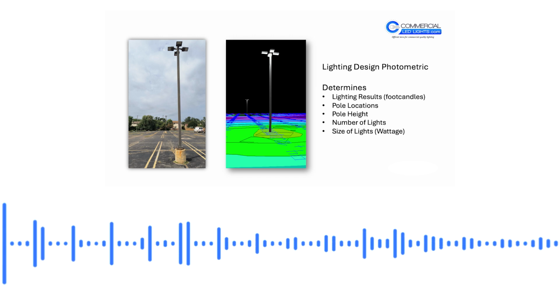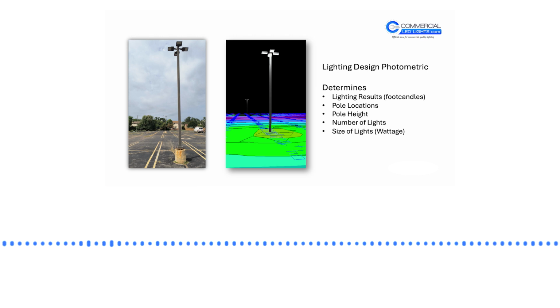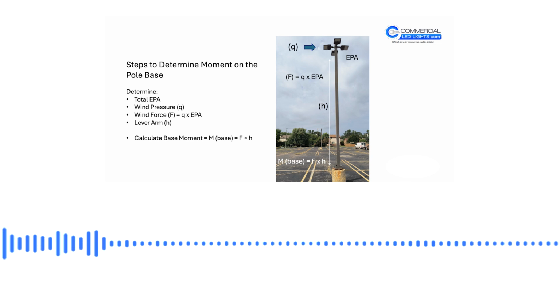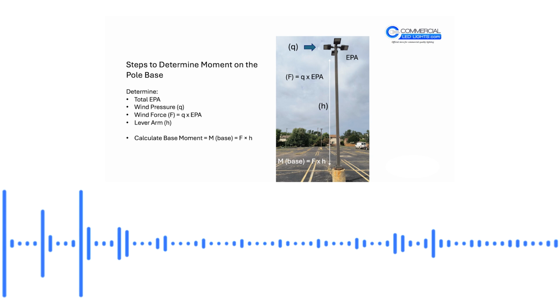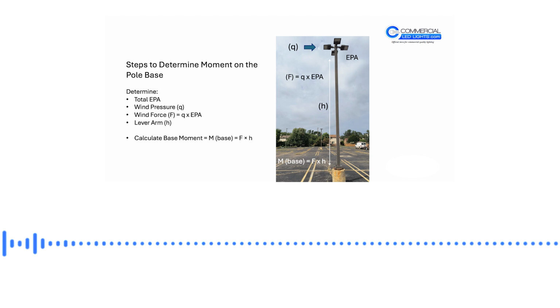One thing I didn't mention coming out of the photometric is also the type and size of light, which relates to the weight. And then you get into something called the EPA, or the effective projected area, which is how they determine the torque that is on the pole. It's basically, you have the wind pushing on the pole and the light configuration, and that creates a moment on the base of the pole, and you've got to make sure that the pole is designed to withstand that maximum moment so it doesn't fail.